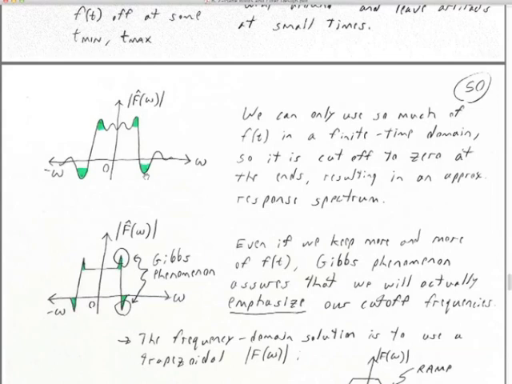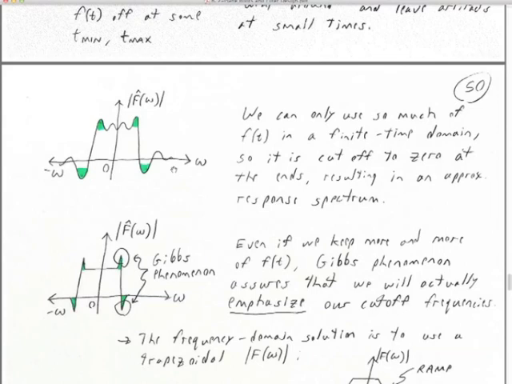It's going to have a large response. So the steeper and closer you try to shave that frequency away, actually the more you're going to end up emphasizing it. So these steep cutoffs in the frequency domain will actually end up emphasizing just the noise you're trying to get rid of.